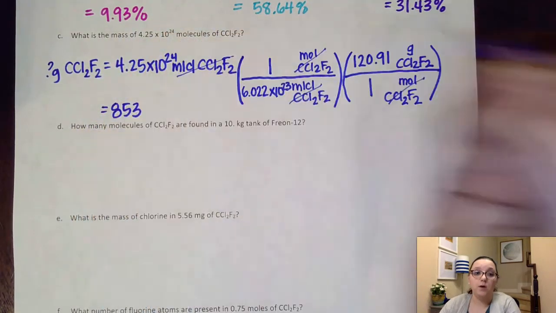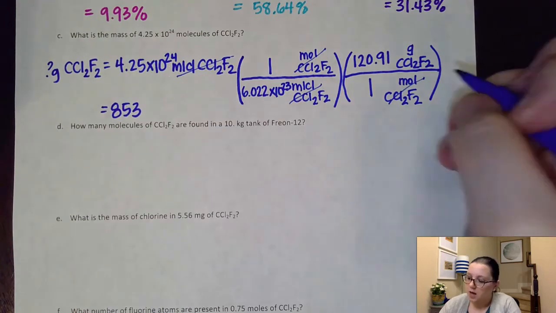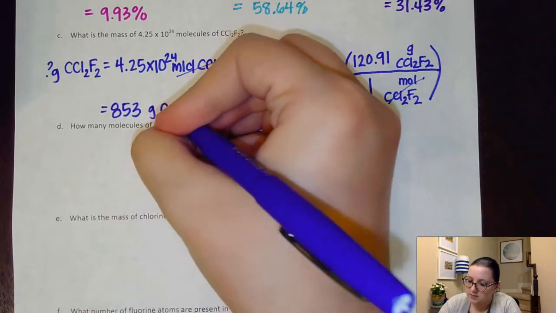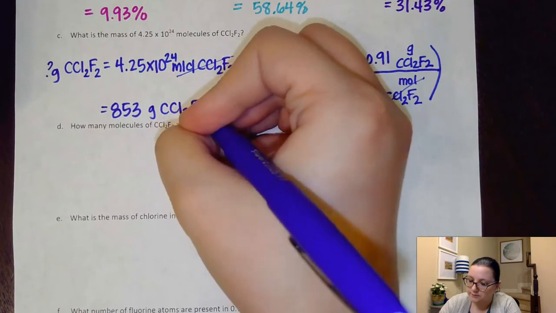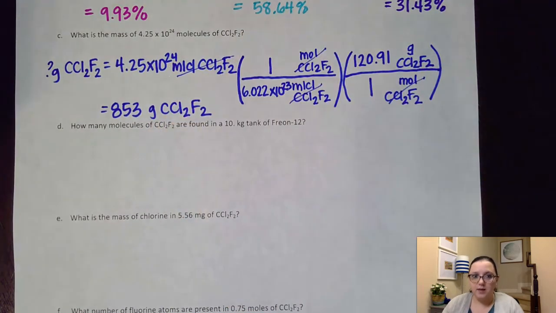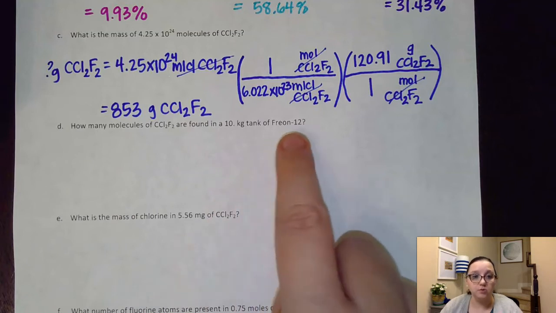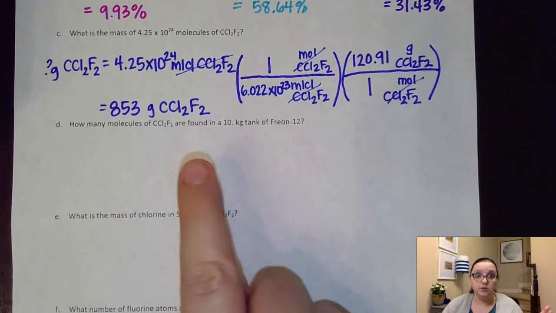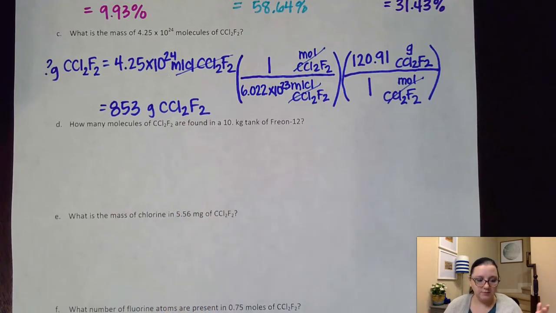And then, of course, I want to put a unit with my answer. I was solving grams of CCl2F2. Okay, for the next one, it asks how many molecules of CCl2F2 are found in a 10 kilogram tank of Freon 12, the Freon 12 being the CCl2F2. So again, we're dealing with the same substance there.